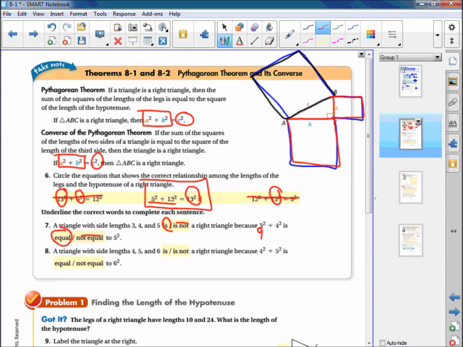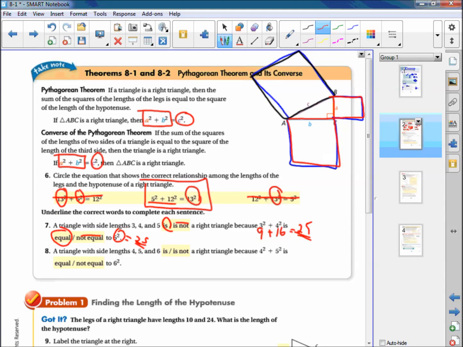3 squared is 9. 4 squared is 16. Together they add up to 25. And over here, 5 squared is just 25. So the two legs, the sum of the two legs squared, which is 25, equals the hypotenuse squared. So we have a right triangle.